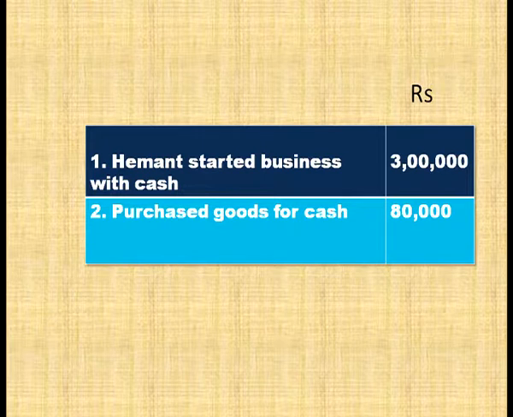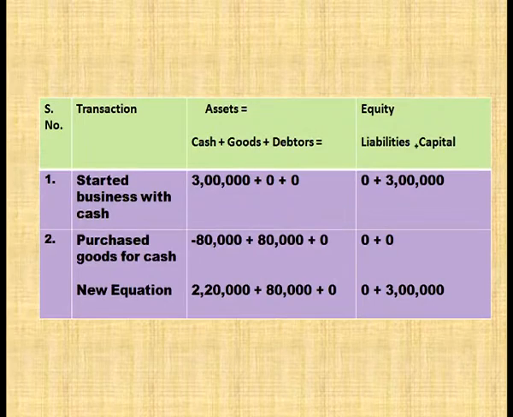Here are some more transactions in which we can be thorough with the accounting equation. First transaction, Hemant started business with cash rupees 3 lakh. Second transaction, purchase goods for cash rupees 80,000. So when business is started, cash increases and capital also increases. So in the cash column I have included 3 lakh and capital 3 lakh. Cash will come under assets.